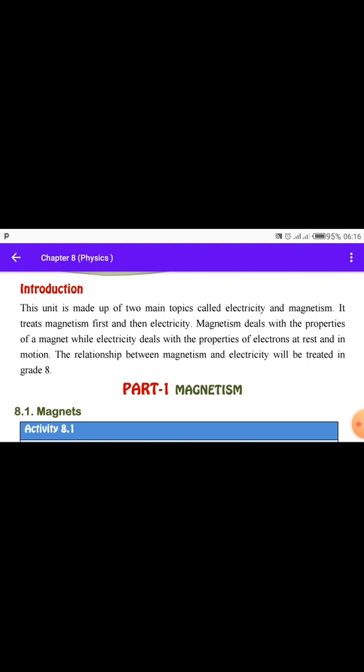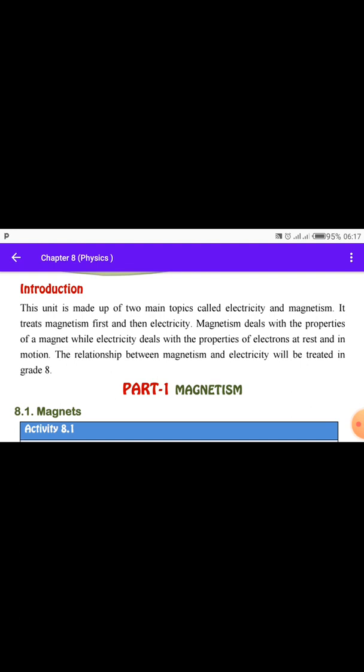A magnet attracts magnetic, ferromagnetic materials, things made of metal, from a distance, just like iron, steel and so on. So magnetism is the concept that deals with the property of magnets.